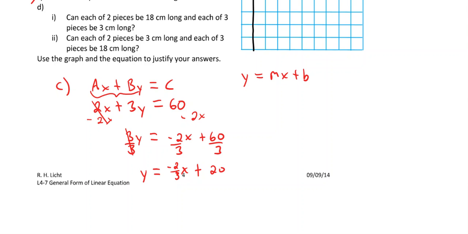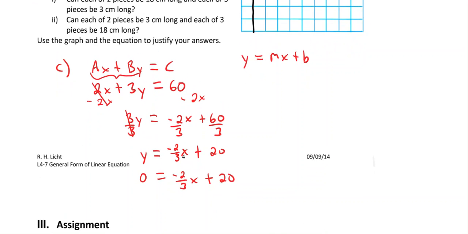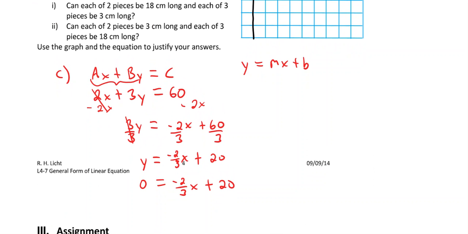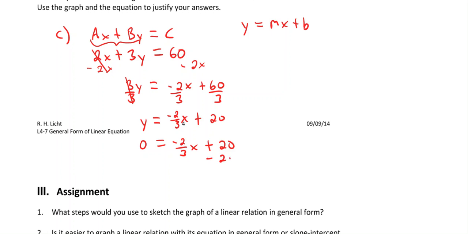So, all right, finding that would just be 0 for y is equal to negative 2 over 3x plus 20. Okay, and then we're going to subtract 20. So we've got negative 20 is equal to negative 2 over 3x. What do I do from here?